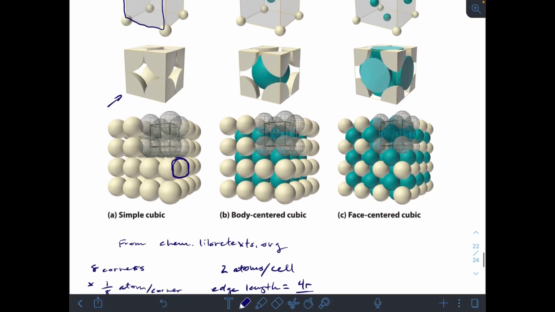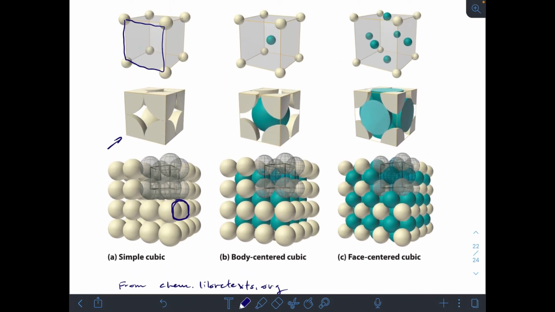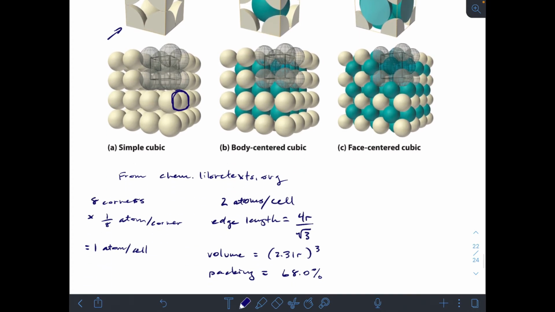All right, now our face-centered cubic, let's take a look at that one. So our face-centered cubic has half of an atom on each of the 6 faces of the cube. Right, so half an atom times 6 faces gives us 3 atoms total for the faces. And then we again have 1/8 of an atom on each of 8 corners. So the face-centered cube has 4 atoms per cell.